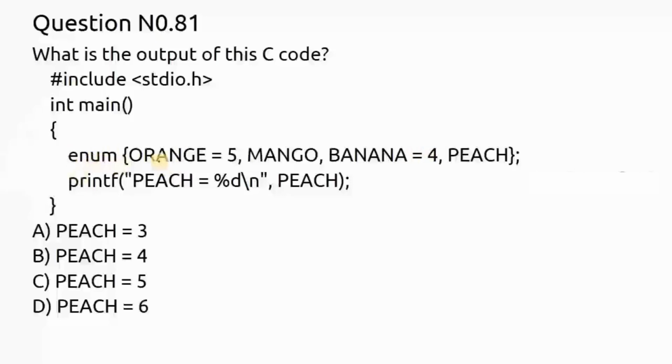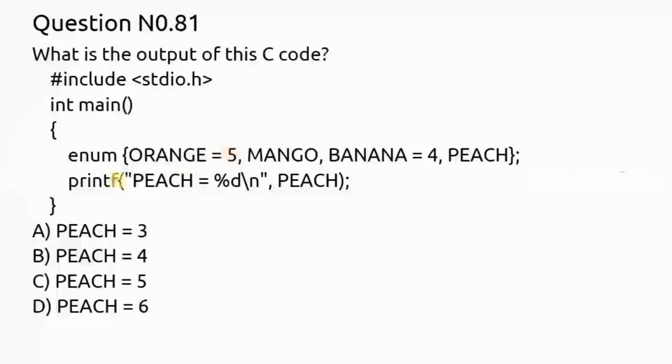Here it is defined with a specific set of values, a specific range which is given inside the braces. So here enum orange is equal to 5, mango the value is not given, then banana equals 4, peach the value is not given. What it is asking is, what is the value of peach? So what might be the value? We'll check here. Orange is given 5.